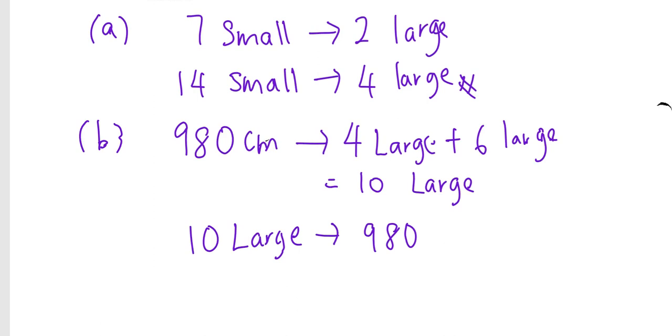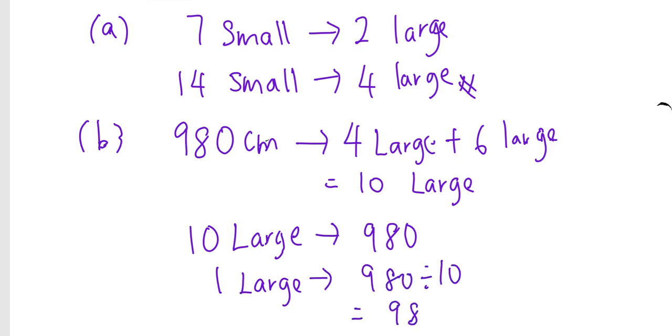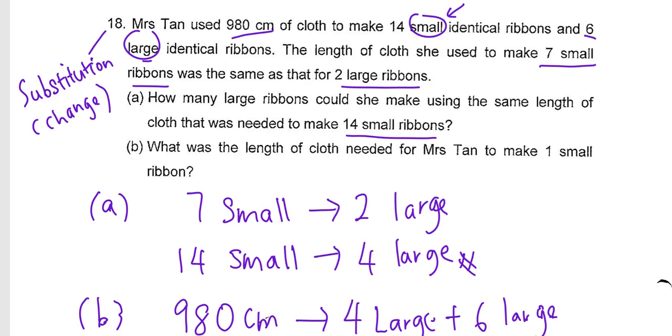And for me to make one large one, I just need to take 980 divided by 10. It gives me 98. Okay, so now that I know one large requires 98, now let's go back to the question.